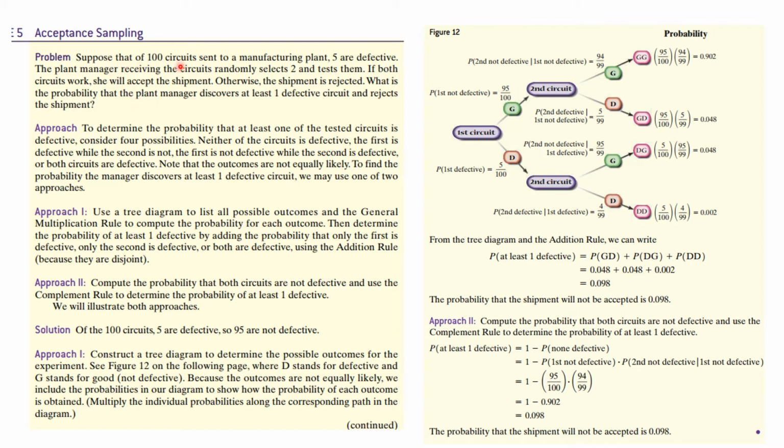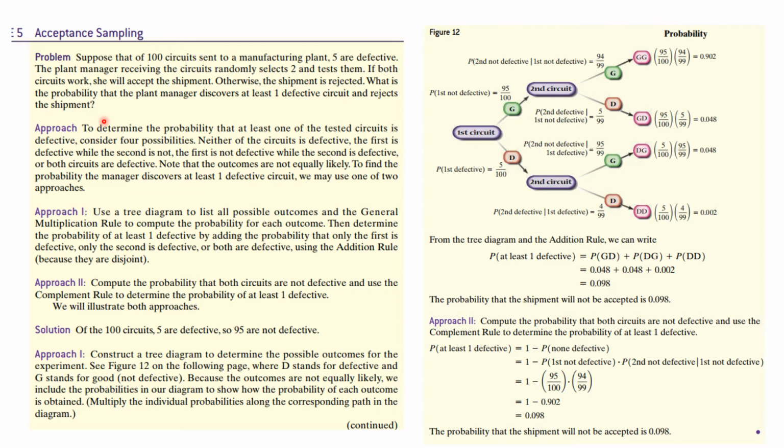So suppose that of the 100 circuits sent to a manufacturing plant, 5 are defective. The plant manager randomly selects 2 of them and tests them. If both of them work, she will accept the shipment. Otherwise, the shipment is rejected. What's the probability that the plant manager discovers at least one defective circuit and rejects them?